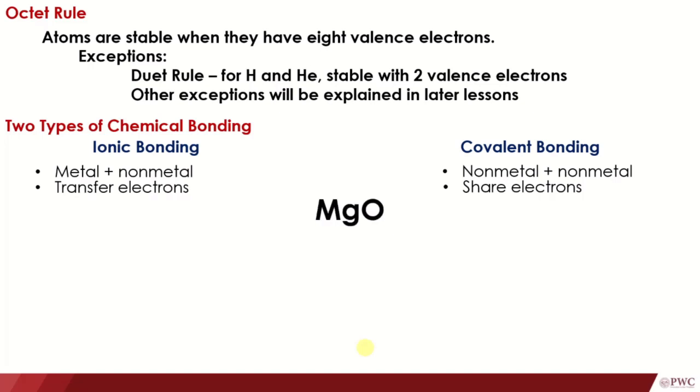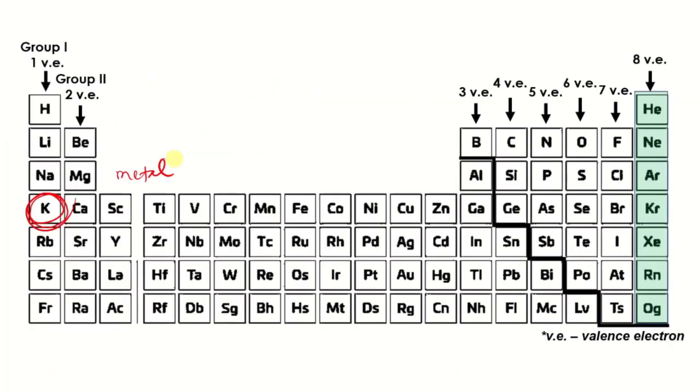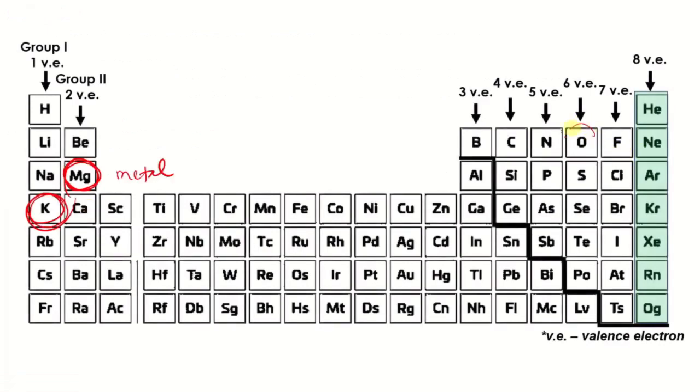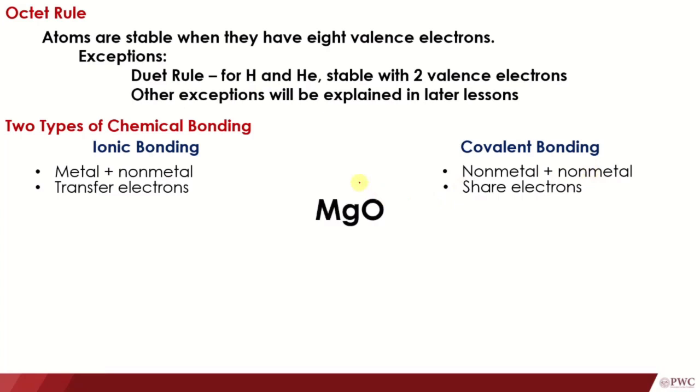Let's have another one. Let's have MgO or magnesium oxide. First, let's identify if it's ionic or covalent. Let's check magnesium. For magnesium, that is over here. So magnesium is a metal. The other element here is oxygen. Oxygen is over here. Oxygen is a non-metal. So this one is a metal, this one is a non-metal. Therefore, this one is an ionic compound.